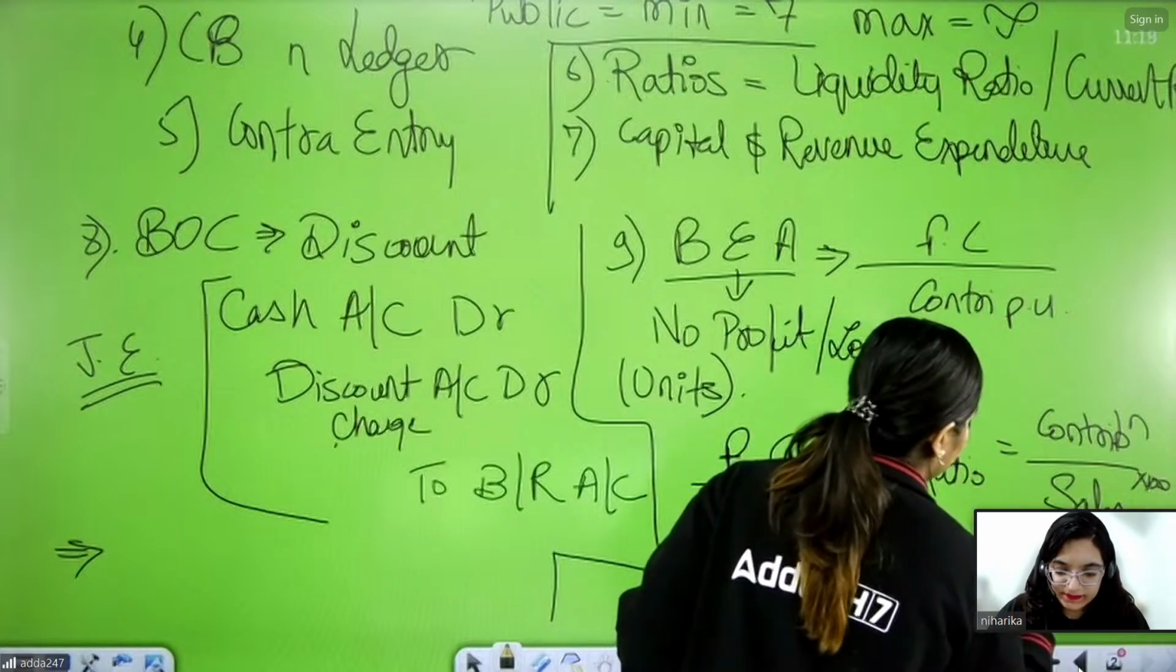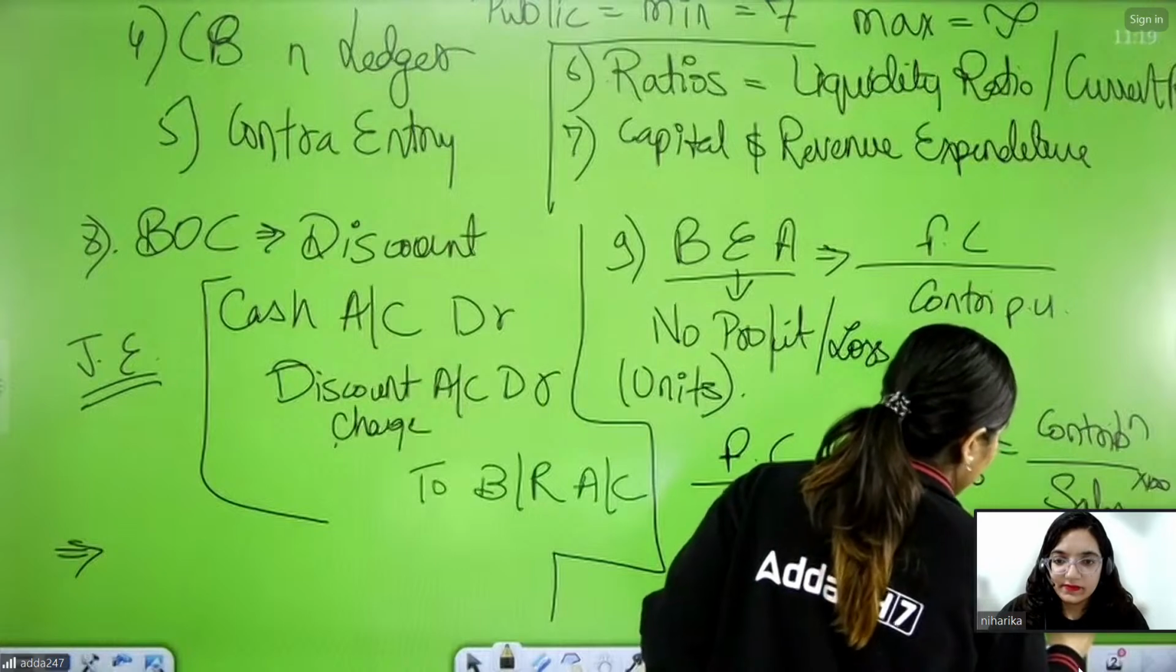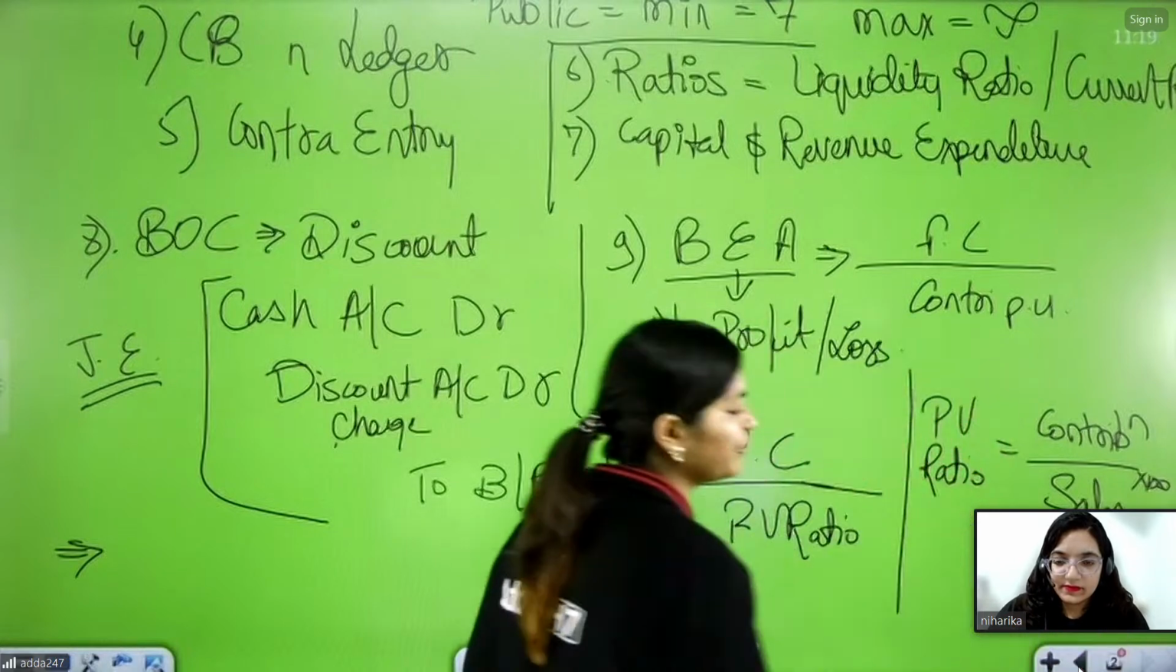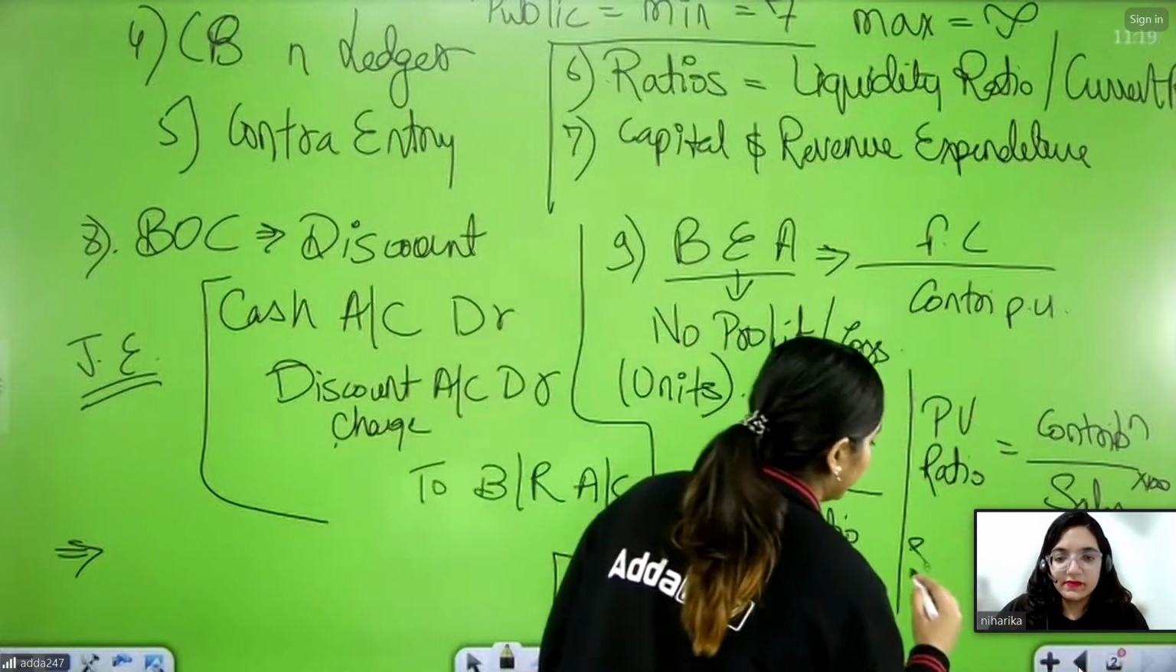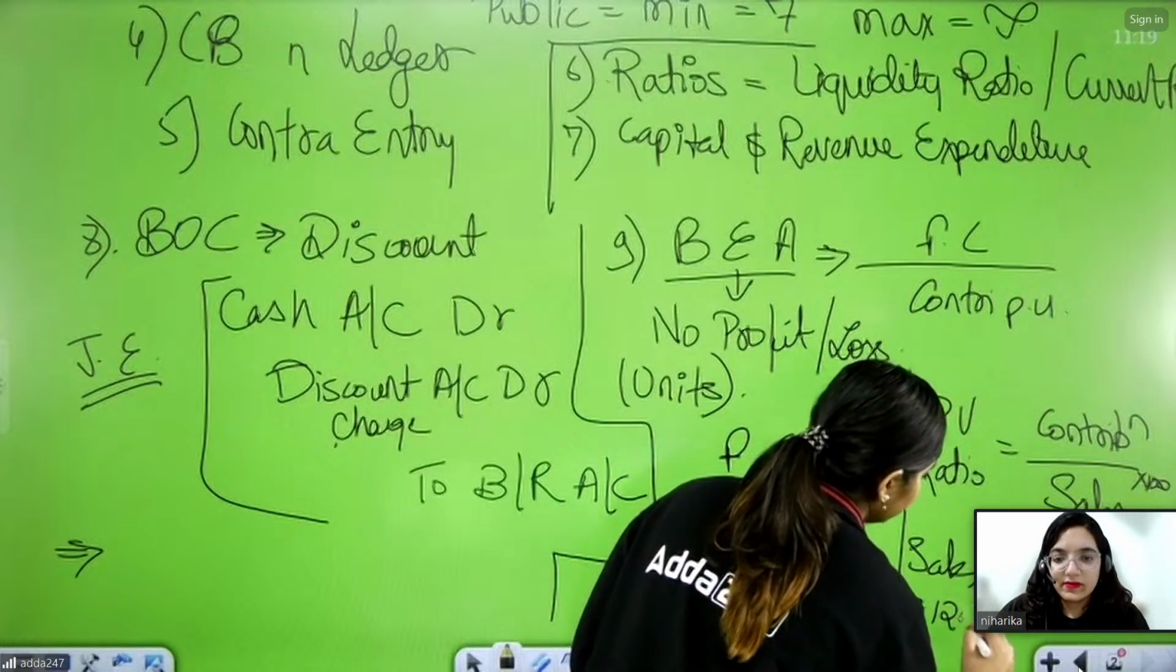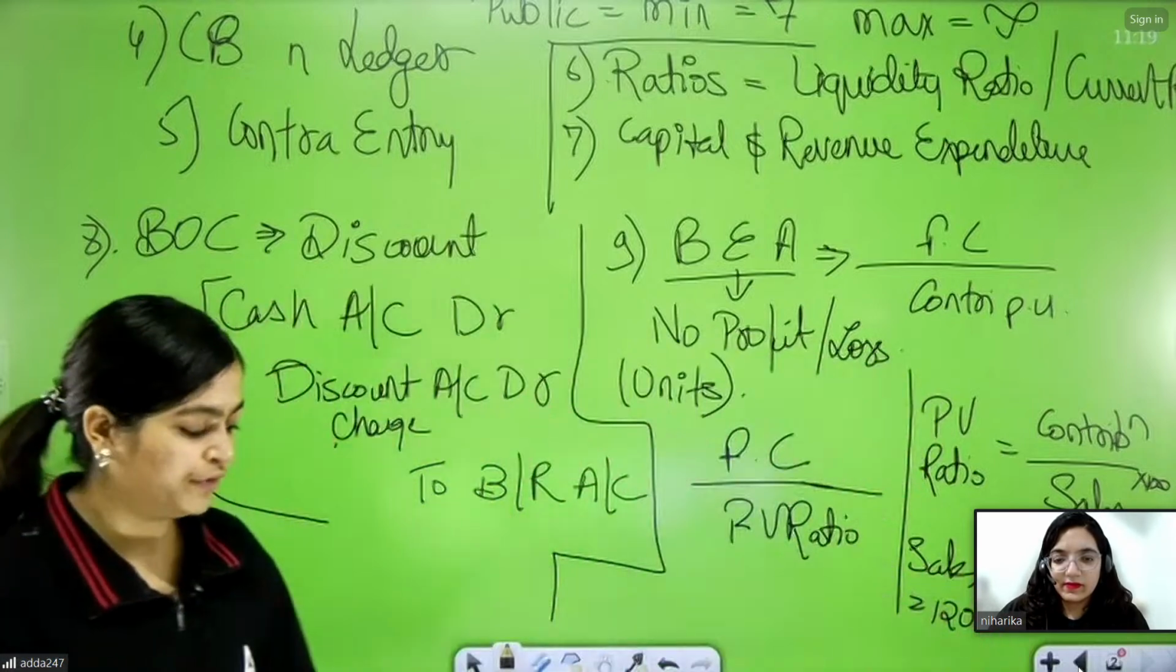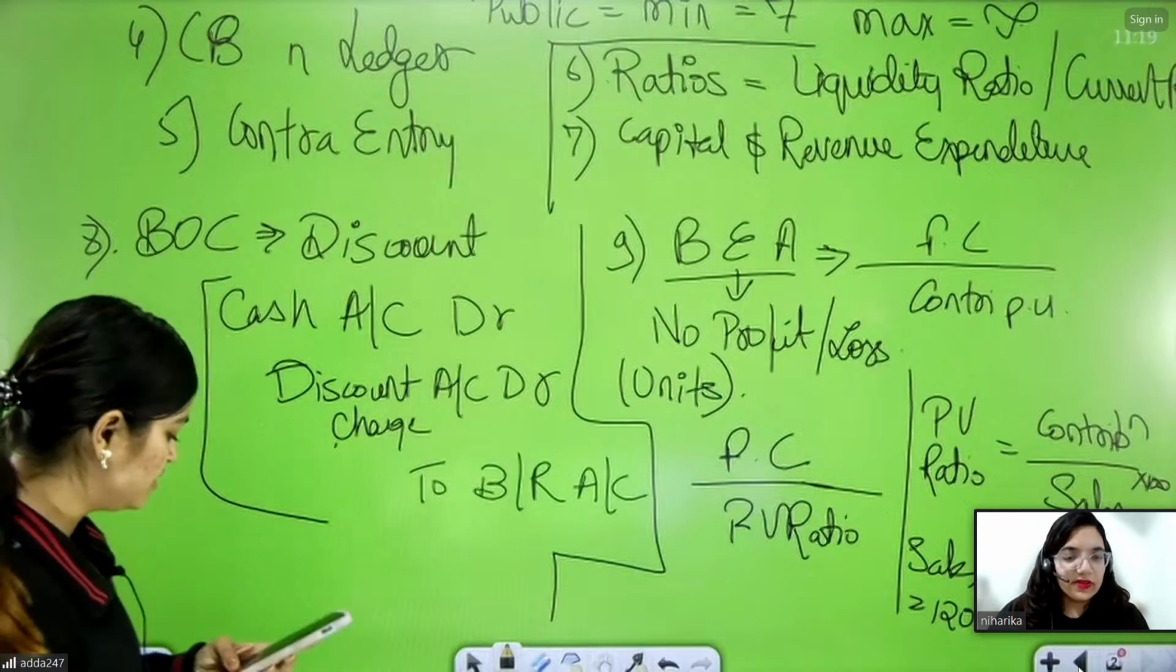So I think the cost amount is 100 and they have given a PV ratio of around 25, something like that. So your sales amount will be 1200. This was the question in your first shift. Apart from this, it was a very easy question.